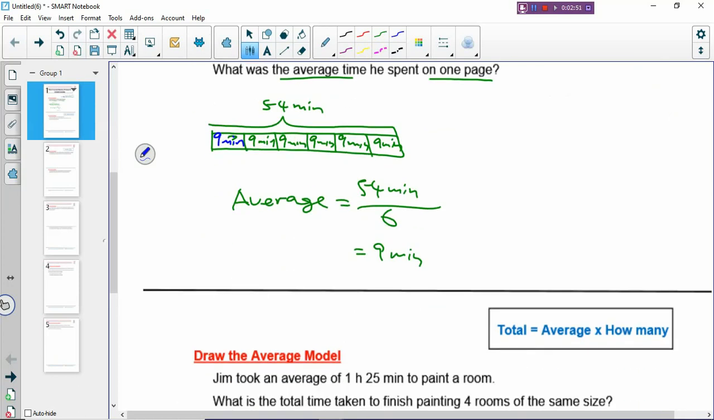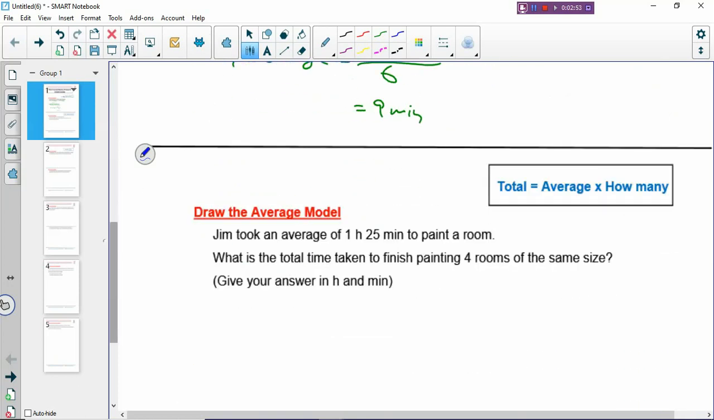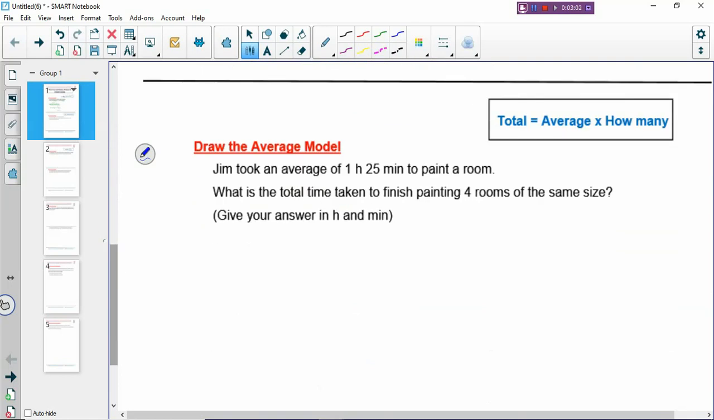Using the average model, it is very important that if you are not good at average, then you need to draw the model, because the model helps you to see visually and see better. Jim took an average of 1 hour 25 minutes to paint a room. I can convert this into minutes. 1 hour is 60 minutes, and 60 plus 25 is 85 minutes. So that's your average. What is the total time taken to finish painting 4 rooms of the same size? I'll give you an answer in hours and minutes.